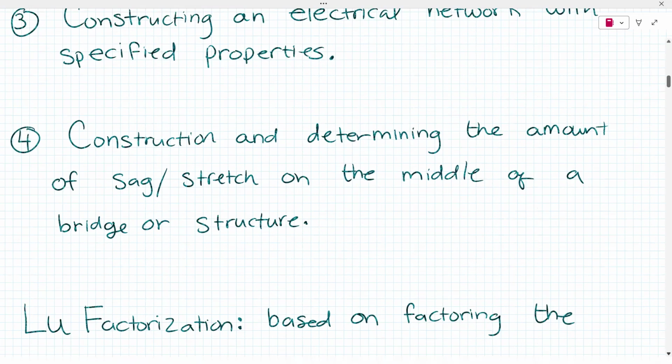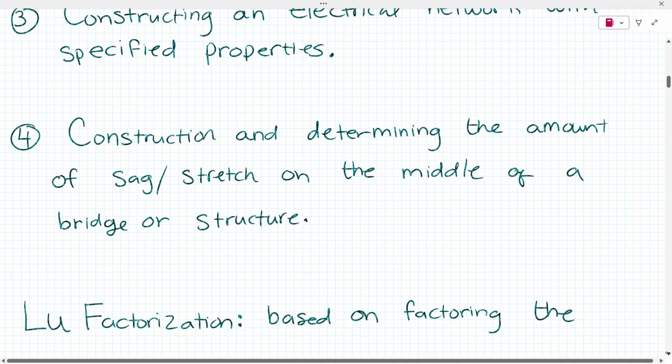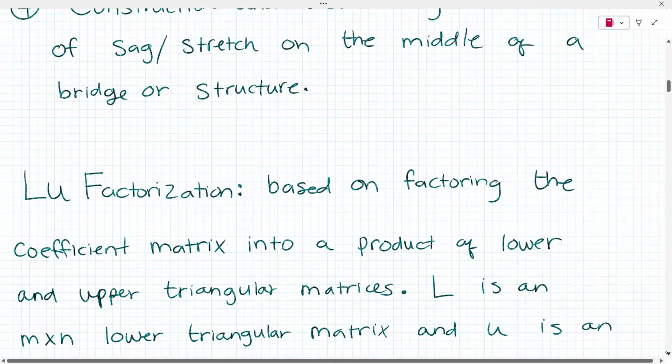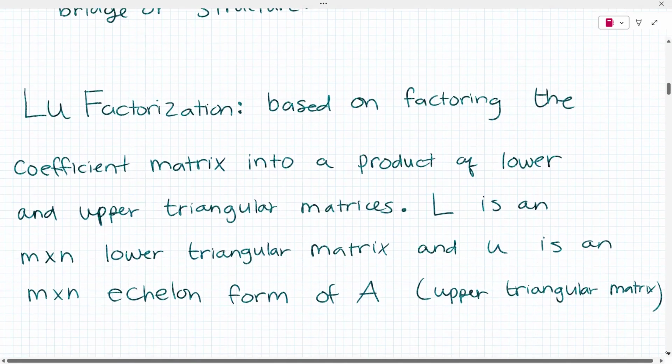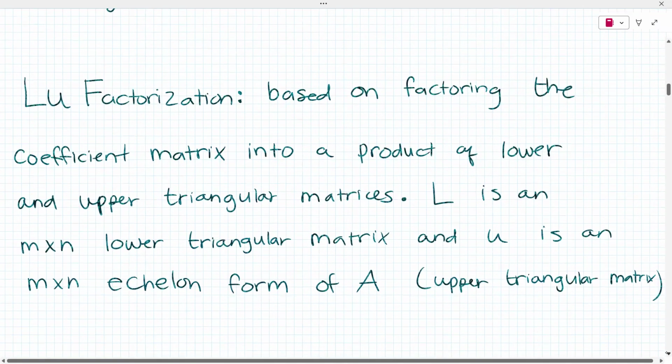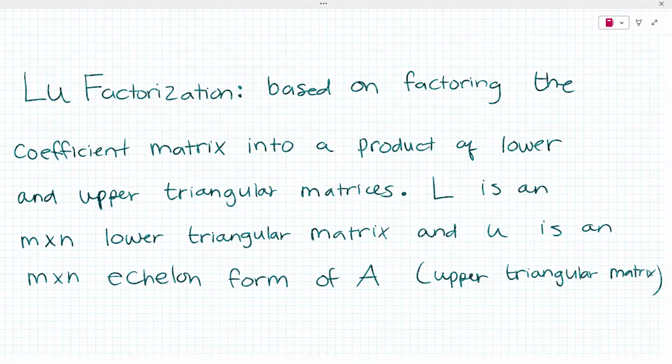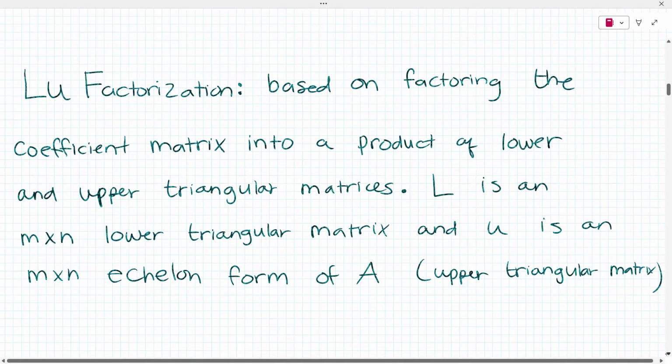So let's talk about LU factorization. What is LU factorization? It's based on factoring the coefficient matrix into a product of a lower and upper triangular matrix. L is an m by n lower triangular matrix, and U is an m by n echelon form upper triangular matrix. Okay, so what does that mean?